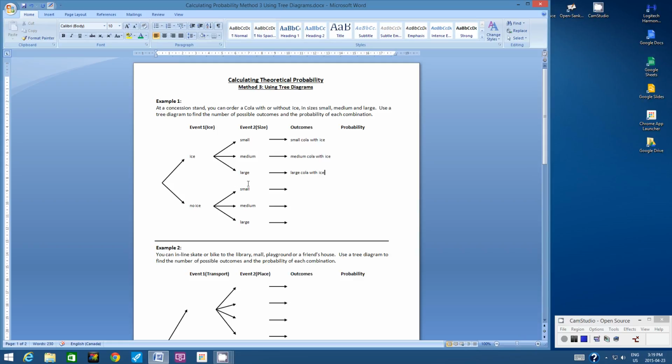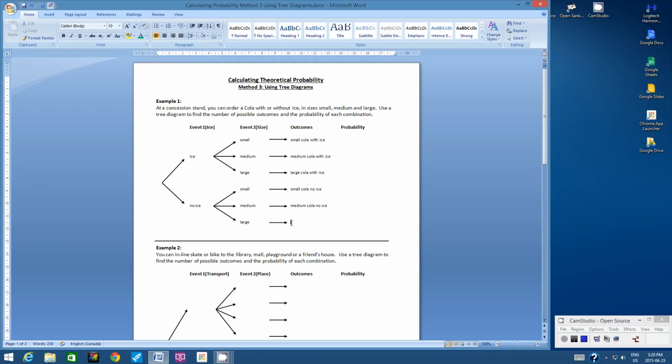Okay, so now let's look at the bottom group of branches. This is going to be the no ice option. As we travel down this main trunk, no ice, and then we go up this branch, we have a small. So what's this outcome going to be? Small cola, no ice. Remember, we're on the no ice portion of the tree. All right, what's the next outcome going to be? We travel down the no ice branch and then we go across the medium branch. So this outcome is going to be medium cola, no ice.